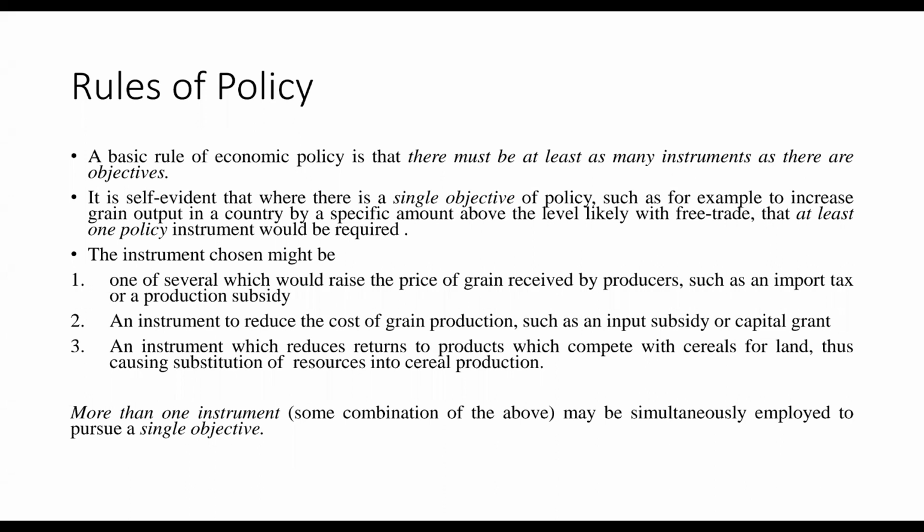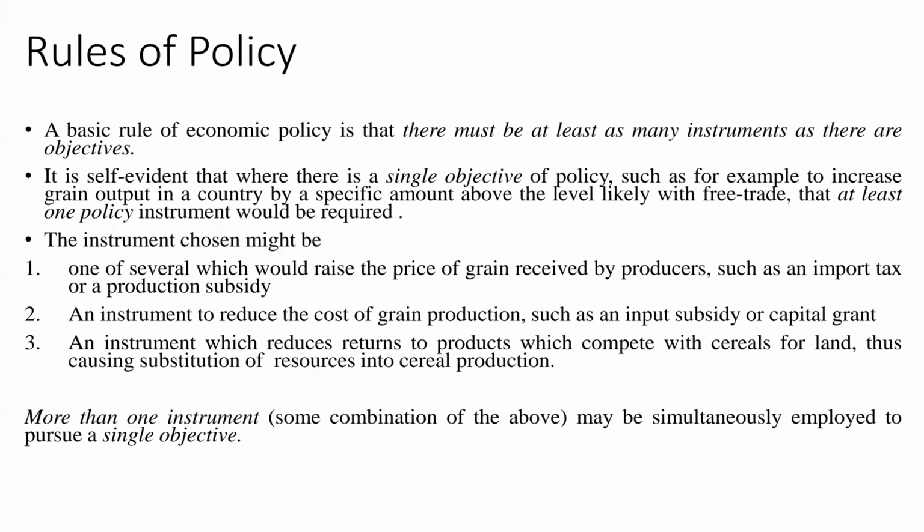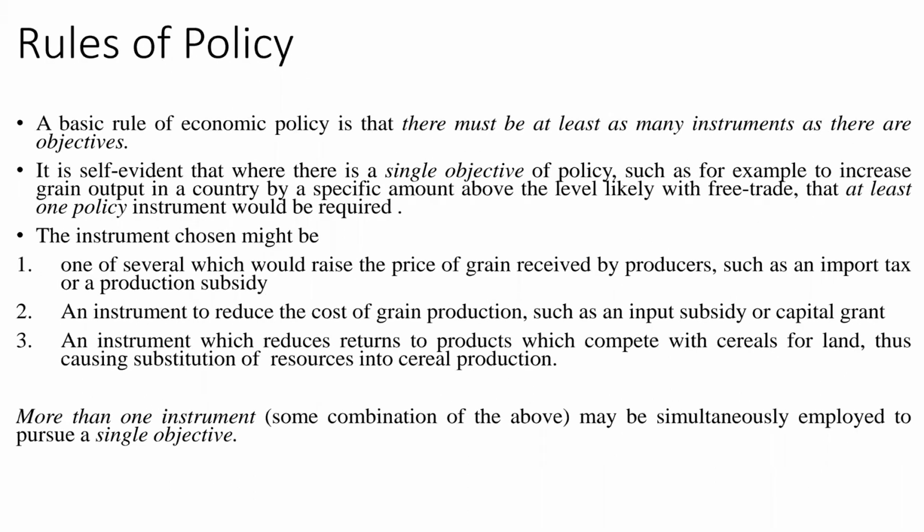A basic rule of economic policy is that there must be at least as many instruments as there are objectives. It is self-evident that where there is a single objective, for example, to increase grain output in a country by a specific amount above the level likely with free trade, at least one policy instrument would be required.